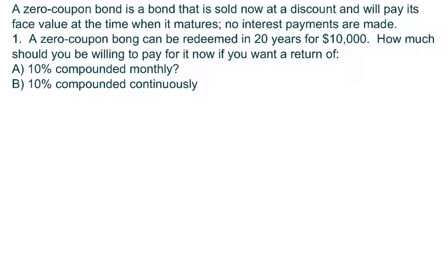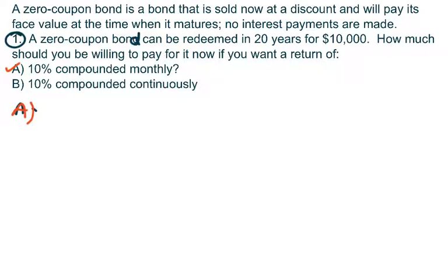So the first problem we have is a zero coupon bond that can be redeemed in 20 years for $10,000. How much should you be willing to pay for it now if you want a return of 10% compounded monthly and 10% compounded continuously? So we're going to be using two different formulas. The first one, let's use this in red. So we're going to do this one first.